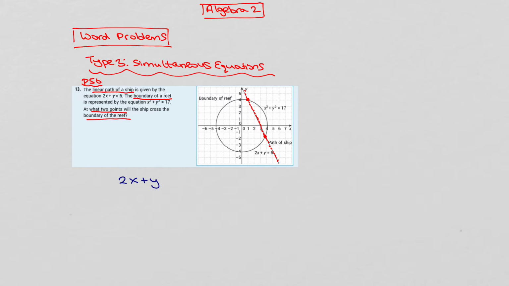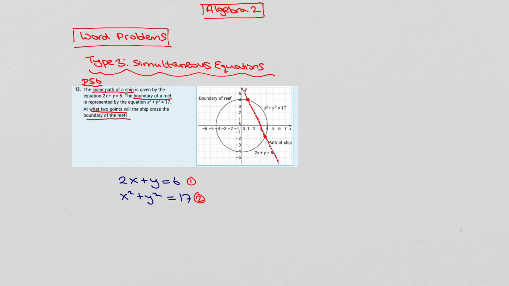So we have the linear equation is 2x plus y equals 6. So we call that equation 1. And the second equation is representing the boundary of the reef, which we can see is a circle. So it's x squared plus y squared equals 17. So we'll call that equation 2.